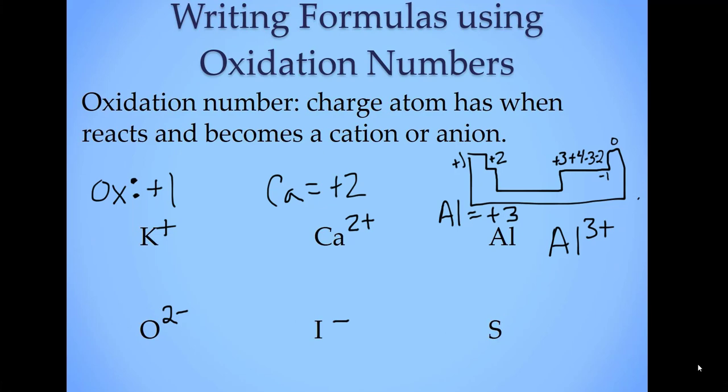And last but not least, we have sulfur there. Sulfur has the oxidation number of -2, and because it's in the oxygen family, I would write 2 minus. Notice these two are in the same family, and therefore they have the same oxidation number.